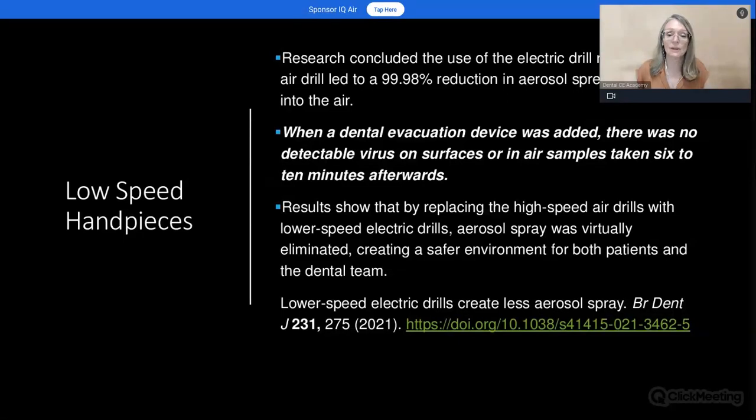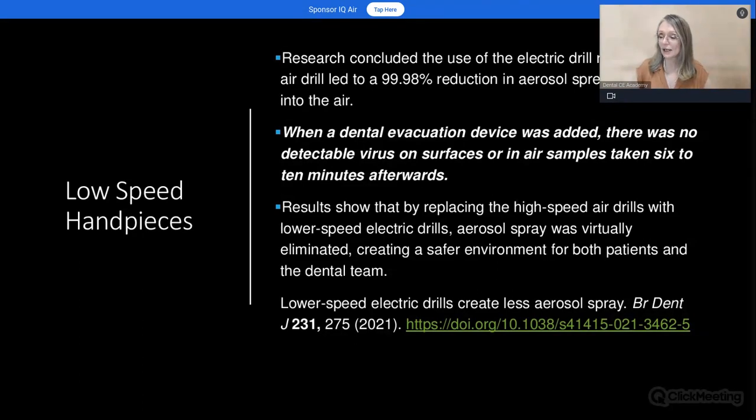So the results here showed that by replacing high-speed handpieces with lower speed electric drills when you can, aerosol spray was virtually eliminated, creating a safer environment for both patients and the dental team.